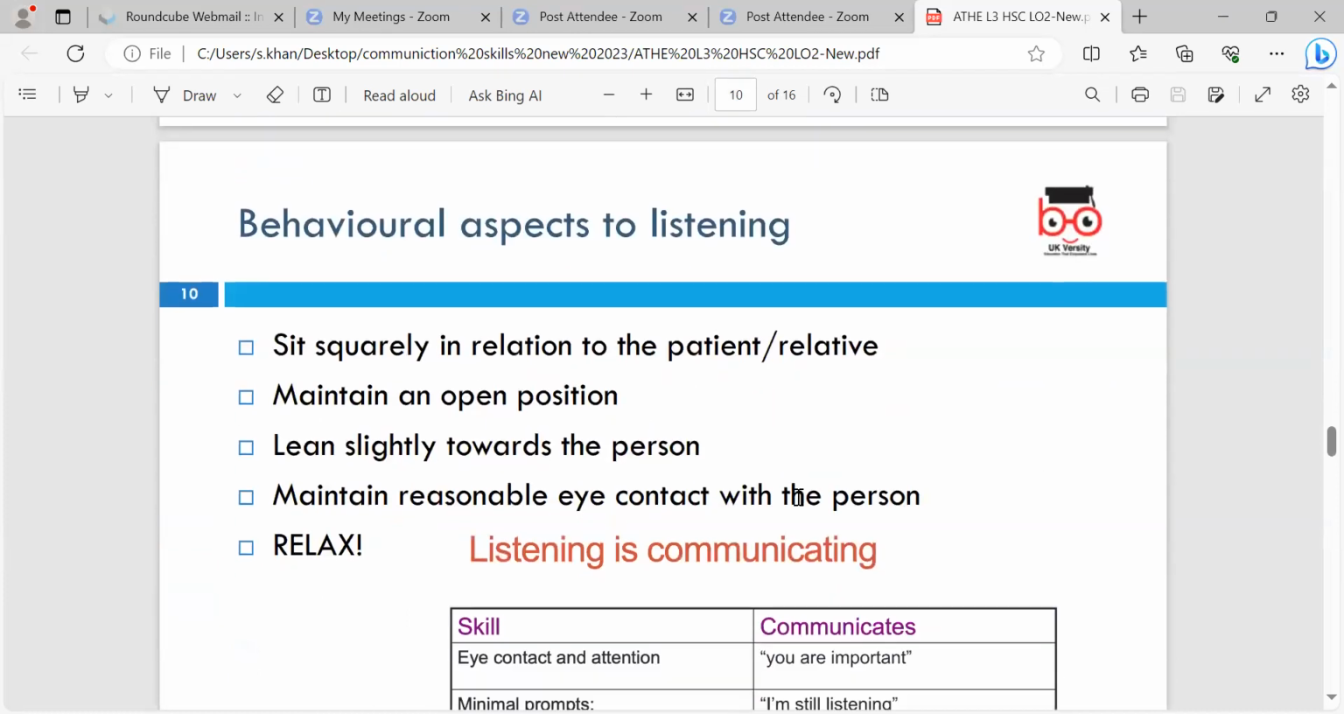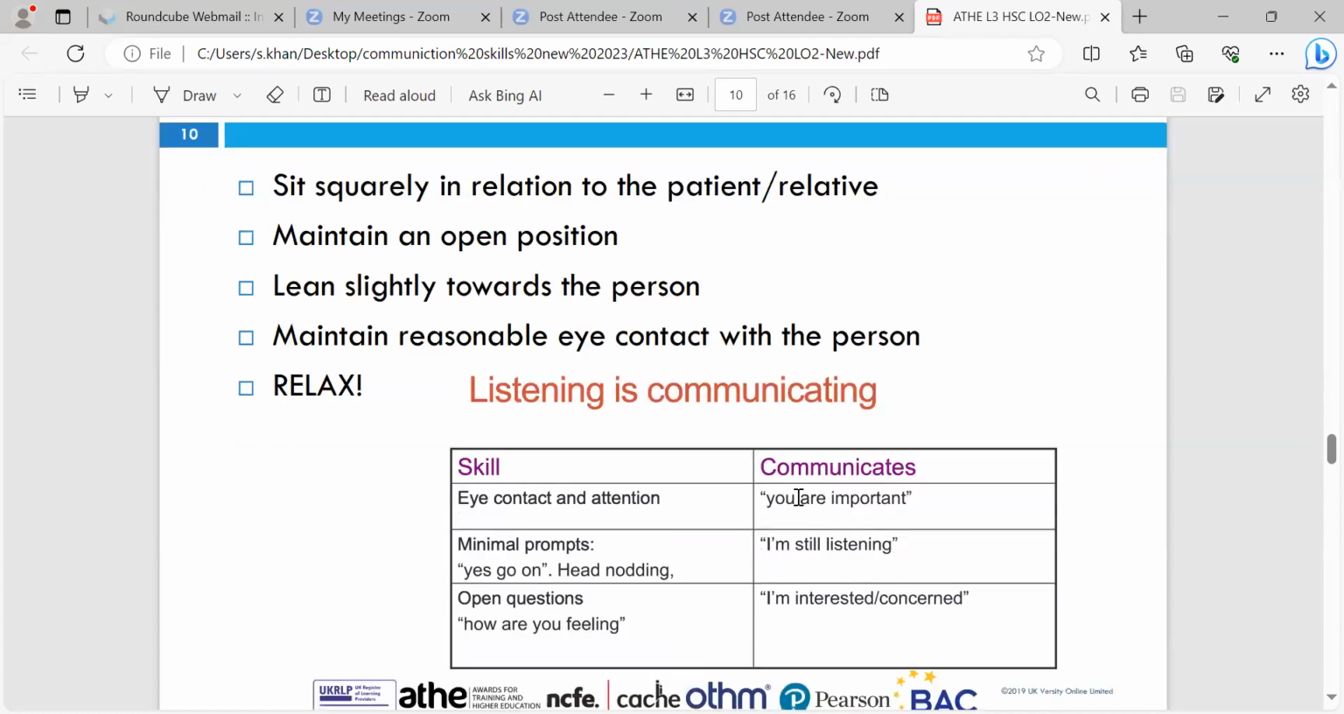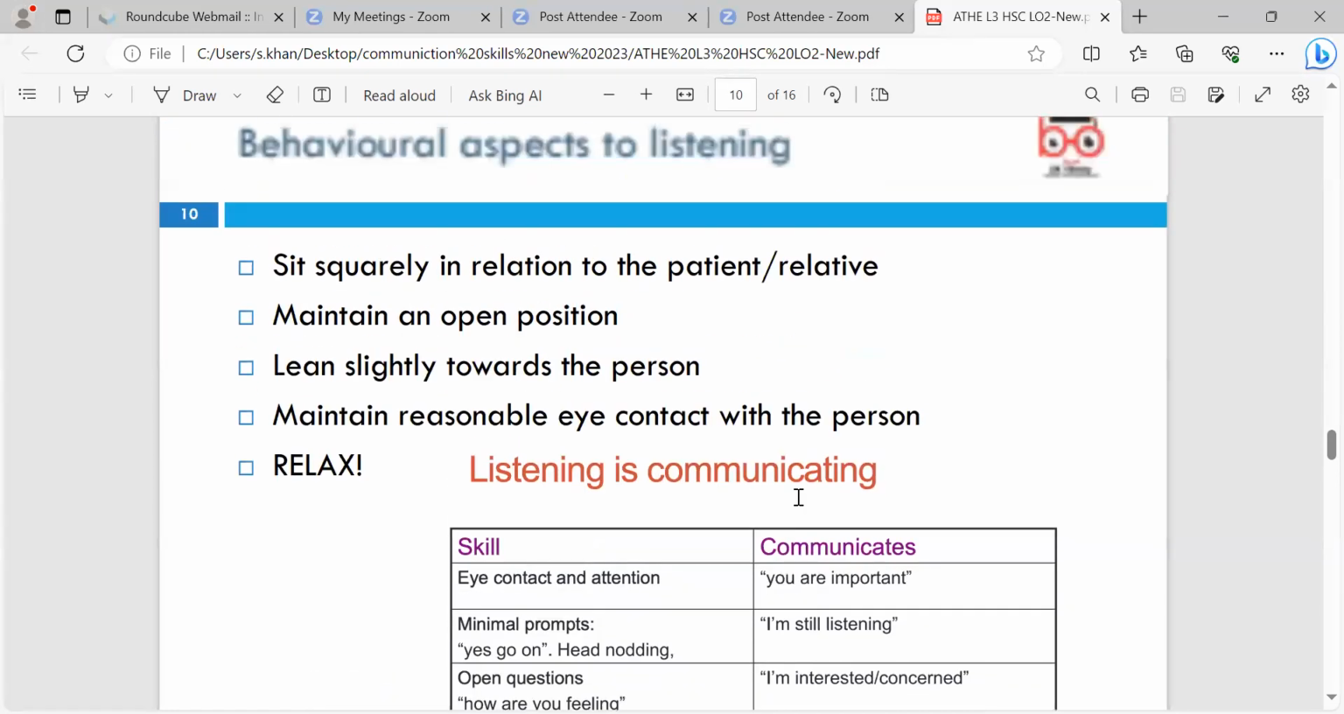If you're talking to someone, you've got to be able to show that you're listening. So how you sit, why does sitting properly impact on your listening? If you're sitting in a chair, why is it so important? Because you're sitting in a square position, like they've said here.